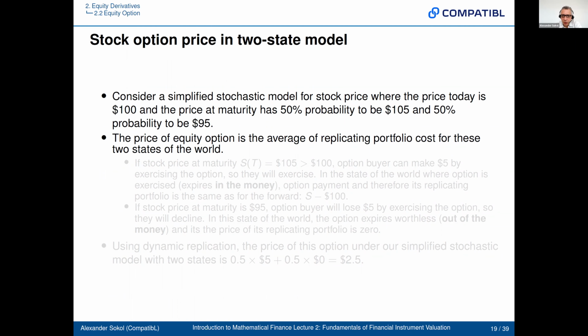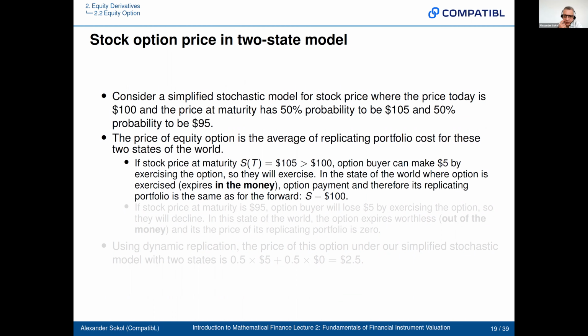So the price of the equity option is the average of the replicating portfolio cost for these two states of the world. So if the stock price at maturity is 105, which is more than 100, the option buyer can make $5 by exercising the option. The strike price is 100. We have the right, but not an obligation, to exercise. If we exercise, we make $5. So we will. Why not make $5?